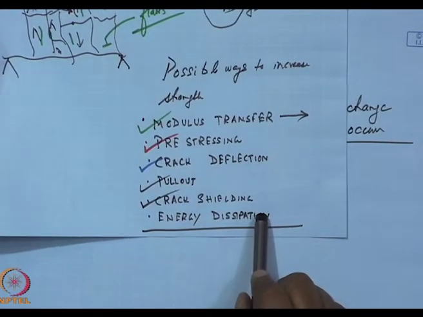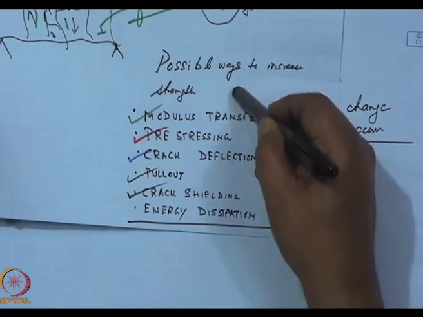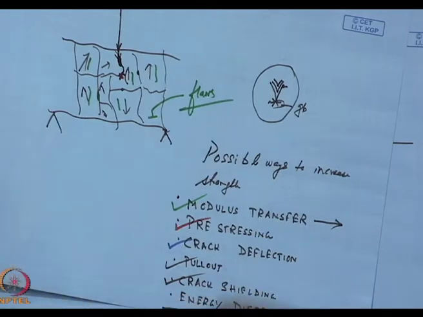Now, this is what is crack shielding. You see, this energy dissipation, the last one, is really a summation of all these processes. Modulus transfer, pre-stressing, all of these require putting in more and more energy so that the crack can propagate. So the energy dissipation, which is the last point I had written, really involves crack deflection, pull out, crack shielding, pre-stressing, modulus transfer, and all of that.